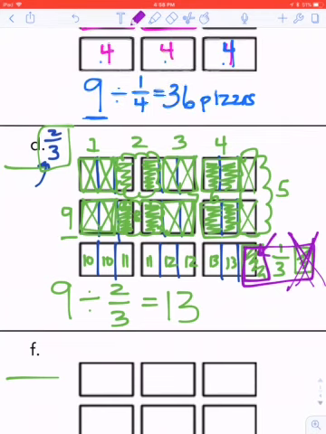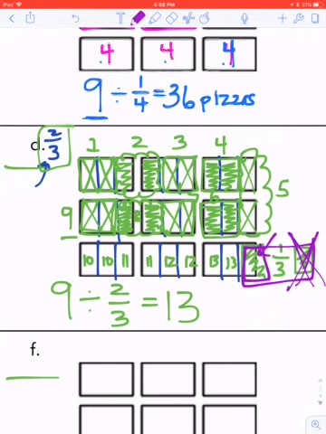Or I could notice that each block of cheese gets me 5 pizzas. The next block gets me 5 more. So I know each block of cheese is going to give me 5 pizzas. So total, I would have 9 blocks of cheese times 5 pizzas per block. And 9 times 5 is 45. So I can make 45 pizzas if each pizza needed 1/5 of a block of cheese.